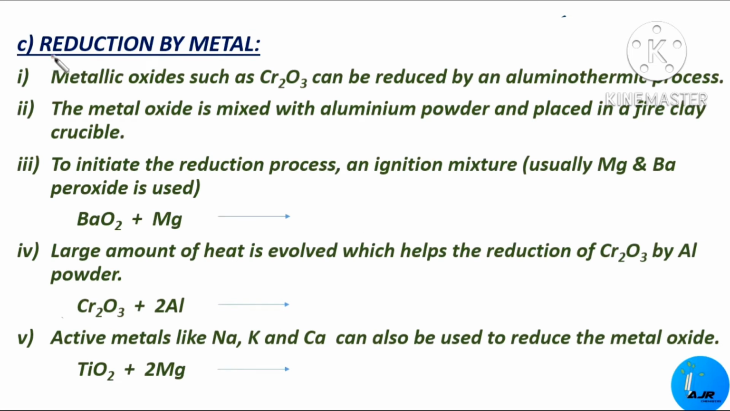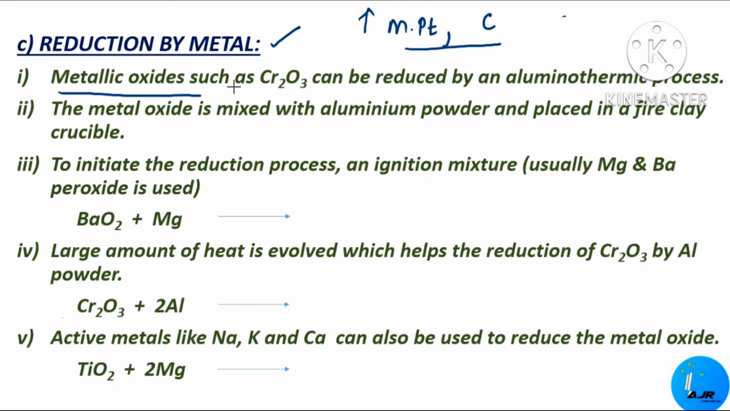Next important method is reduction by metal. This method is used to reduce metal oxides which possess very high melting point and are not easily reduced by carbon. So these metal oxides should have very high melting point, and also they are not easily reduced by carbon. So in these two categories only we will make use of this methodology, that is reduction by metal.